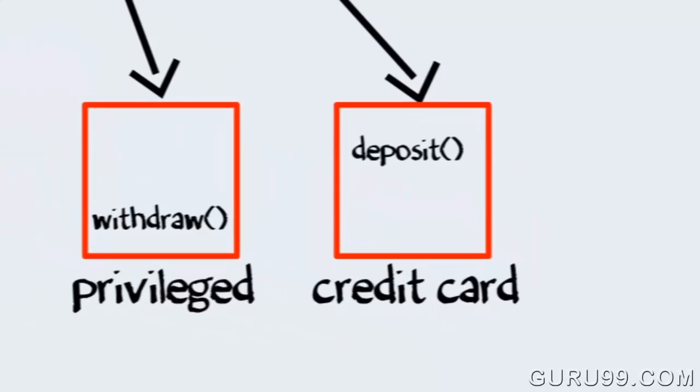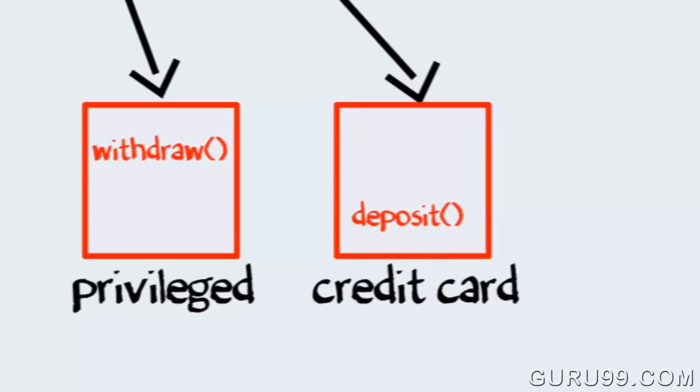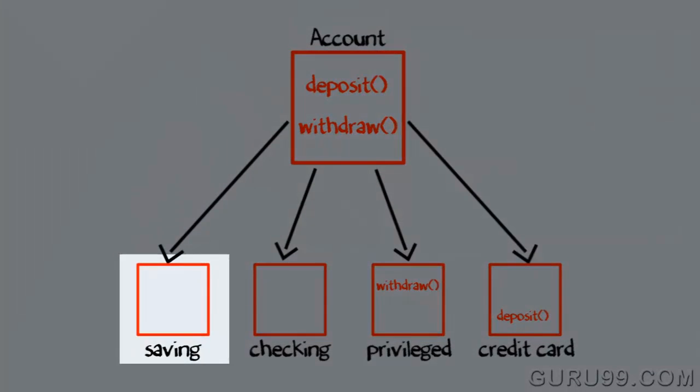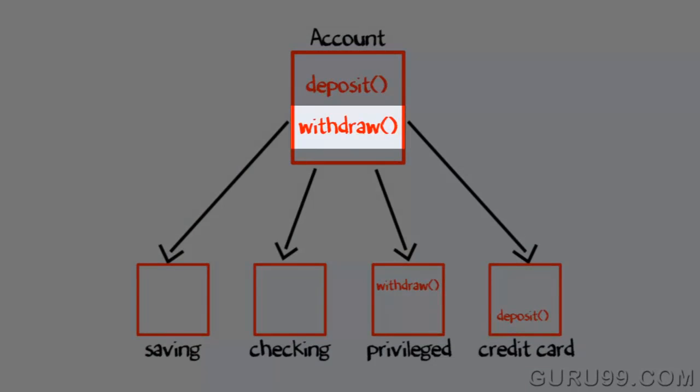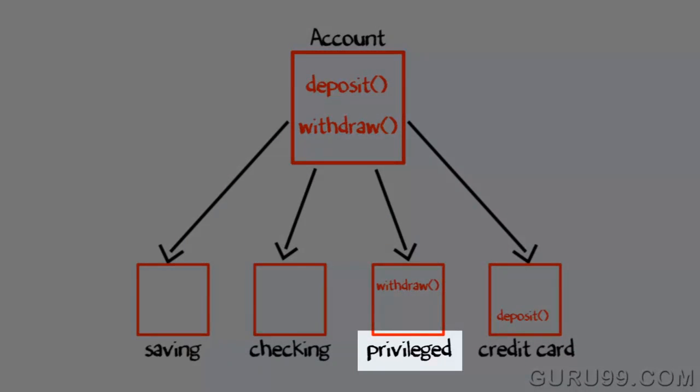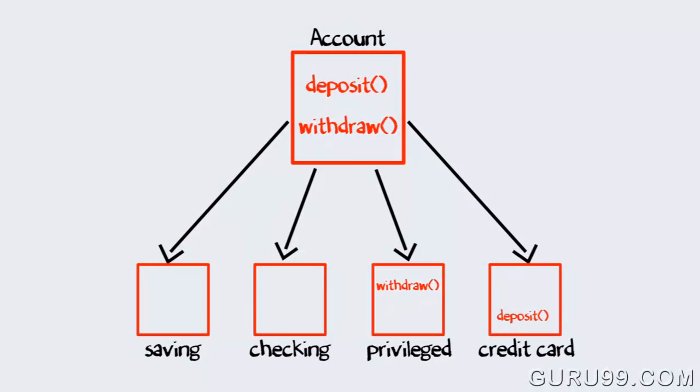But wait, there is a problem: the method of implementation for withdraw for privilege and deposit for credit card is different. To overcome this, you can override the method implementation in your base class, such that when the withdraw method for the savings account is called, this method is executed. But when the withdraw method for the privilege account is called, the custom method is executed. This is polymorphism.